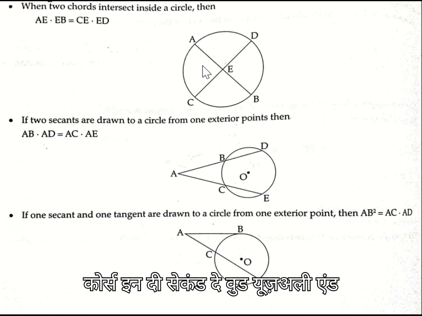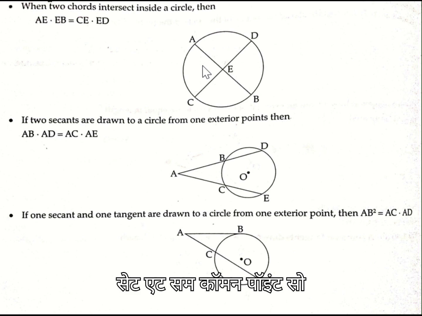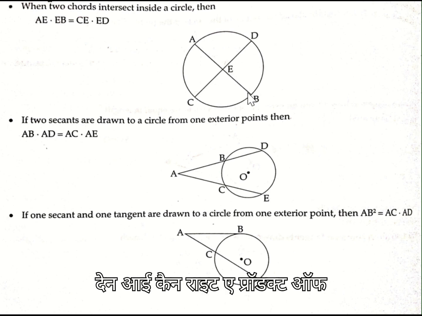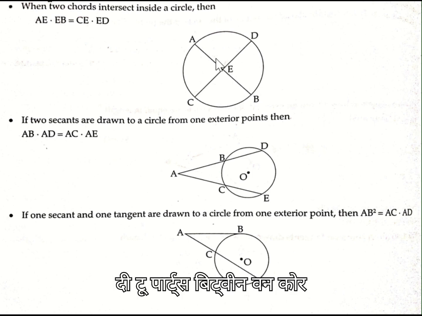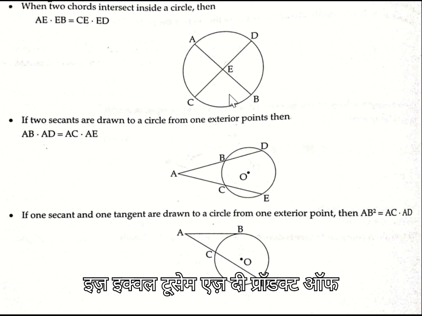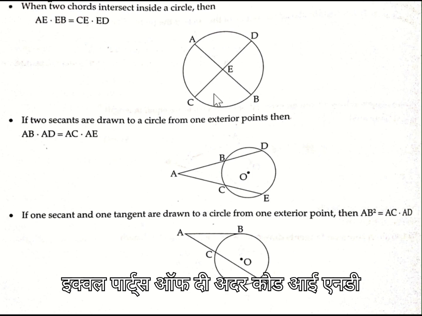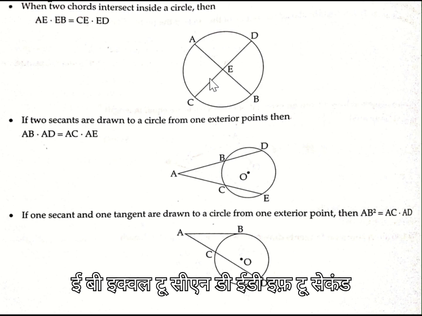When two chords intersect, they would obviously intersect at some common point. So I can write that the product of the two parts of one chord is the same as the product of the two parts of the other chord. AE into EB equals CE into ED.